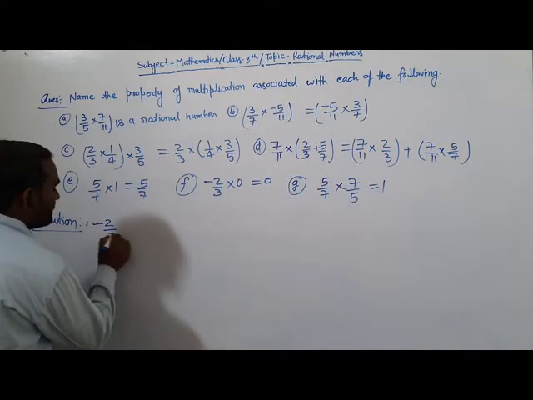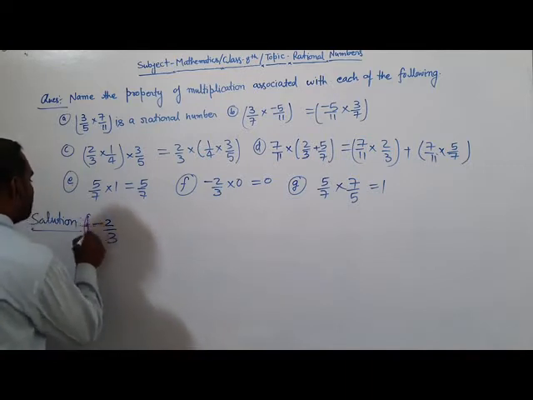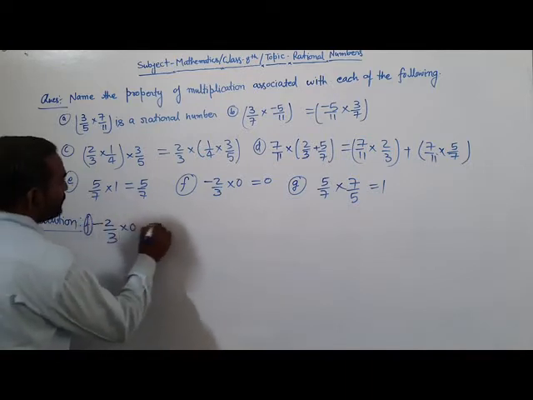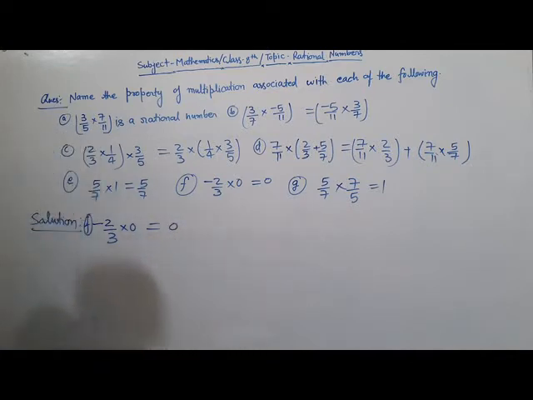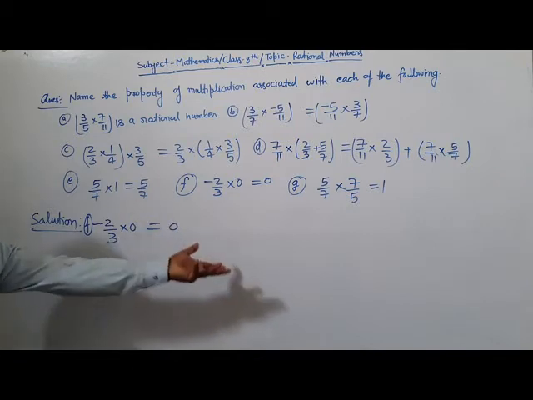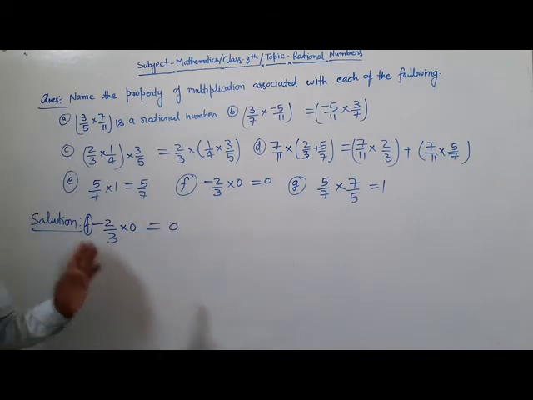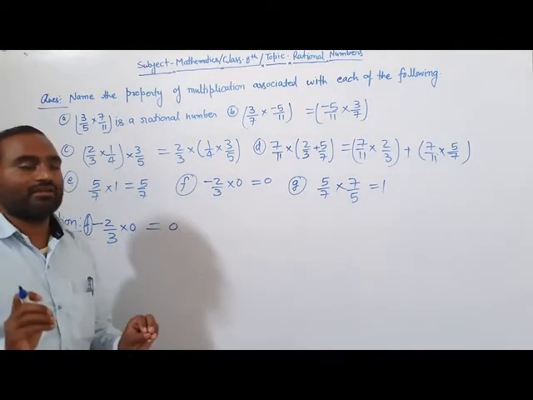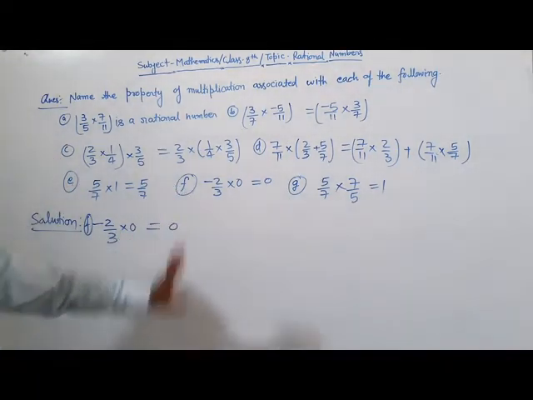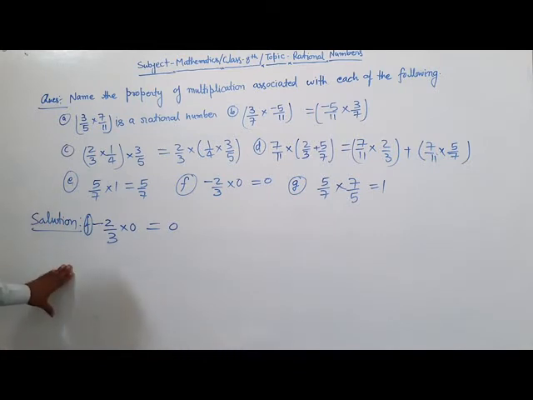Next is minus 2 by 3 into 0 is equal to 0. When a rational number is multiplied by 0, the answer is 0. किसी रेशनल नंबर को 0 से multiply करते हैं तो आंसर 0 आ जाता है. This is the multiplicative property of 0.